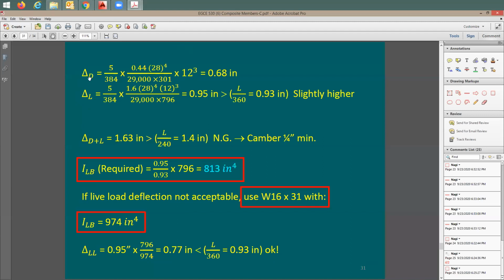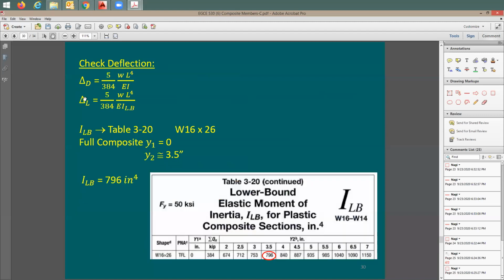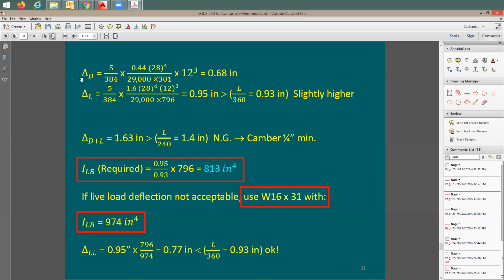Here's deflection due to dead load, deflection due to live load. Look at the moment of inertia. How much was the moment of inertia? 796. I'm looking here at this equation. Deflection due to dead load, it doesn't use 796. You see this? It shows 301. How's that? This is going to be the moment of inertia about the x direction for the steel beam only, not for the composite. But in here, it shows 796, which is I lower bound for composite.